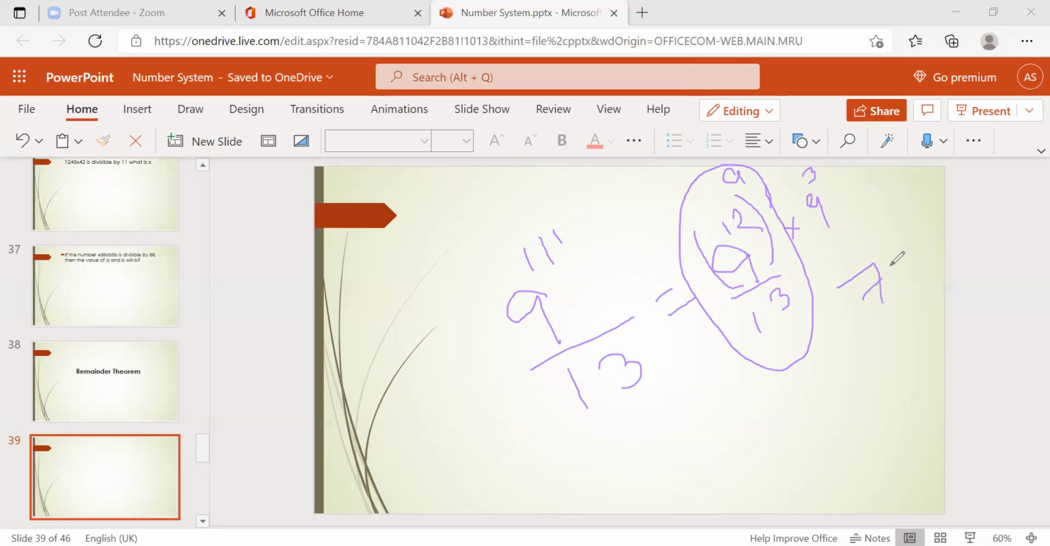729 by 13. So 13 6s. Sorry, 13 5s and 13 6s. Yeah, the remainder is 1. So 1 into 1, remainder will be 1, right?